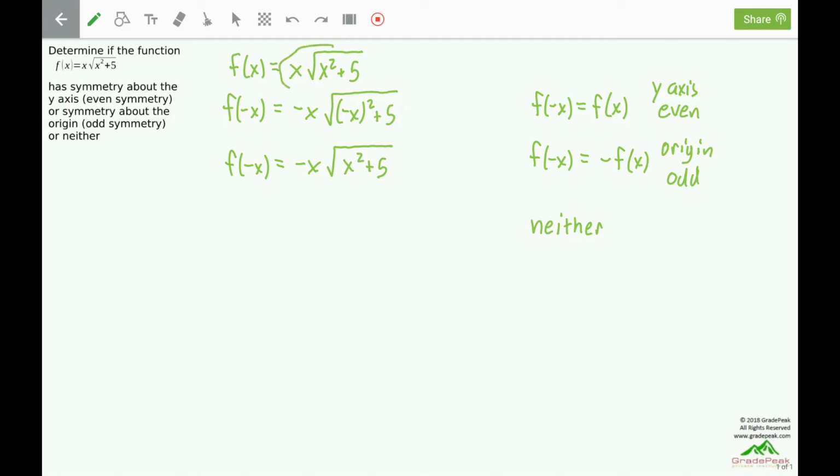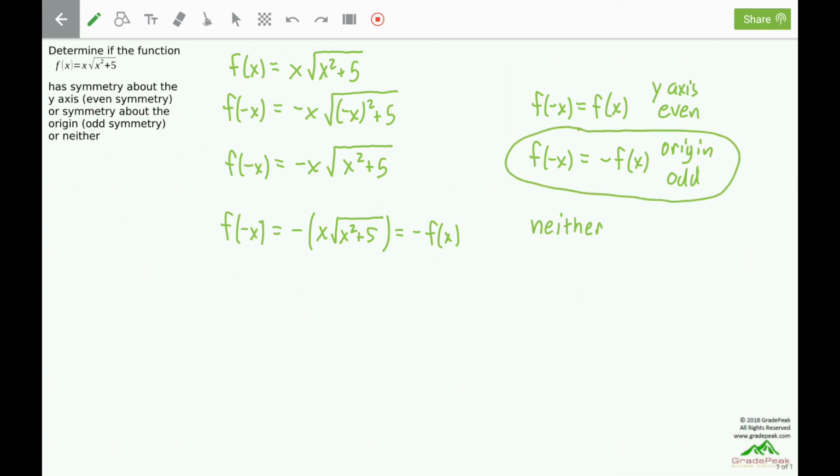Comparing this to the original, each of the terms inside the square root are the same, and then outside of the square root there's a negative in front of the term, so the entire thing is negative. Therefore we can factor the negative out, leaving x times the square root of x squared plus 5, which is exactly the expression of f of x. Therefore, this is equal to negative f of x, which is the exact condition needed to have origin, odd symmetry.